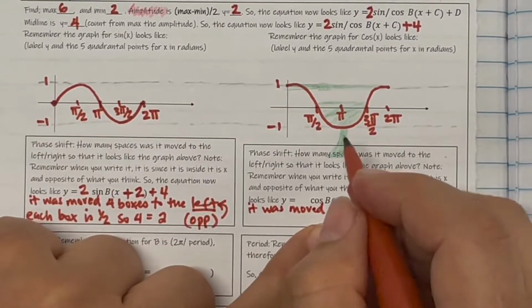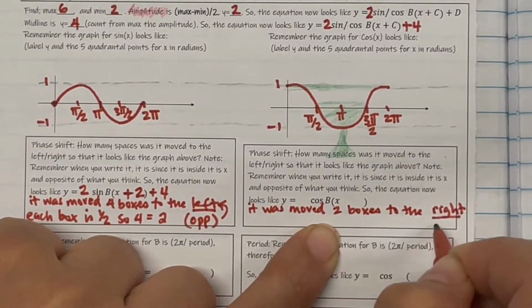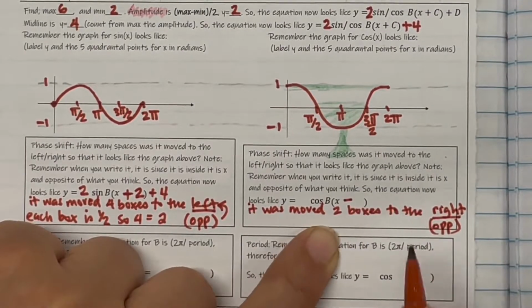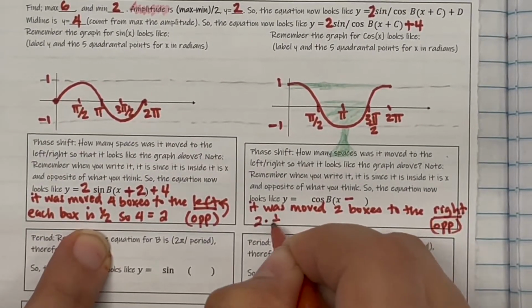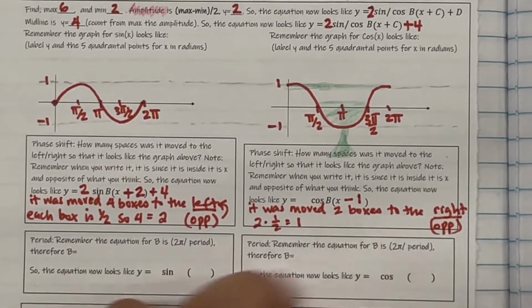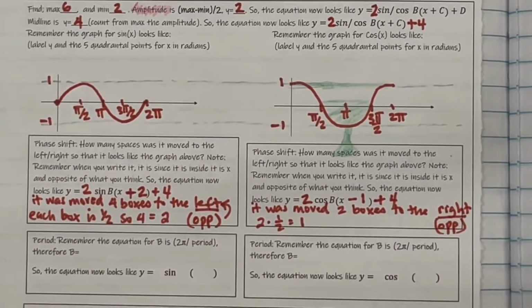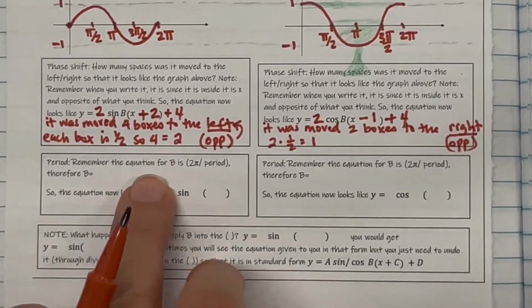So it was moved to the right. And remember, it's opposite, right? You would think right is plus, but it's really minus. And because each box is a half, it was moved 1, so that's -1. All right, go ahead and put the amplitude and the midline. So again, I'm showing you that this graph could be written as sine or as cosine.